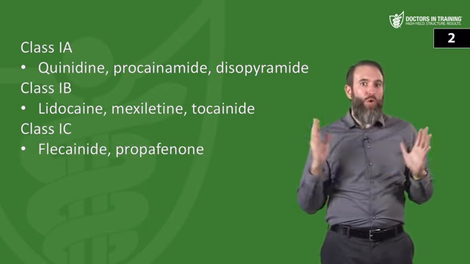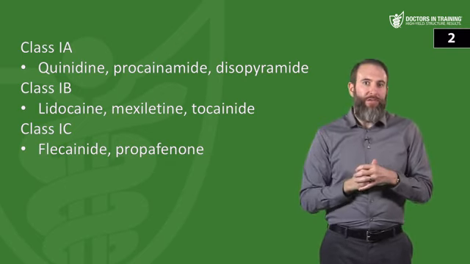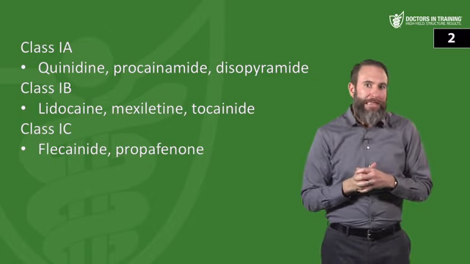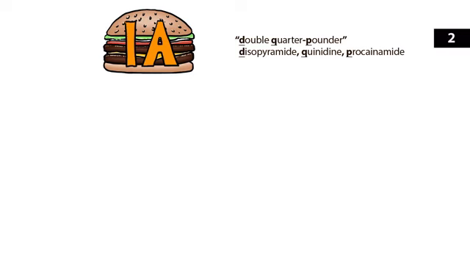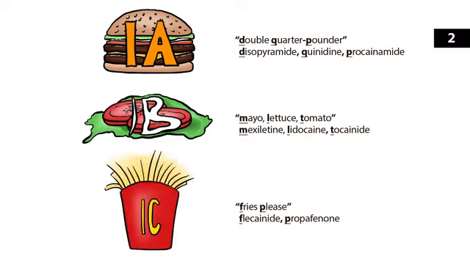Now, it is worthwhile to know which of these drugs is going to fall into those different categories, and there are a few mnemonics, again, that can help you with this. So 1A is the double quarter pounders. Class 1B is going to be the mayo, lettuce, and tomato, so that's the inside of the burger. And then class 1C is fries, please, so that's the side.